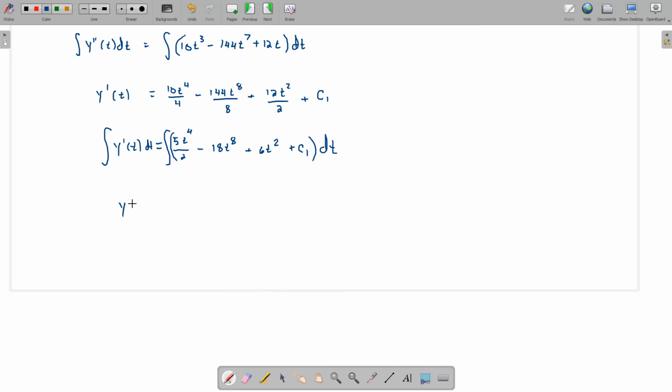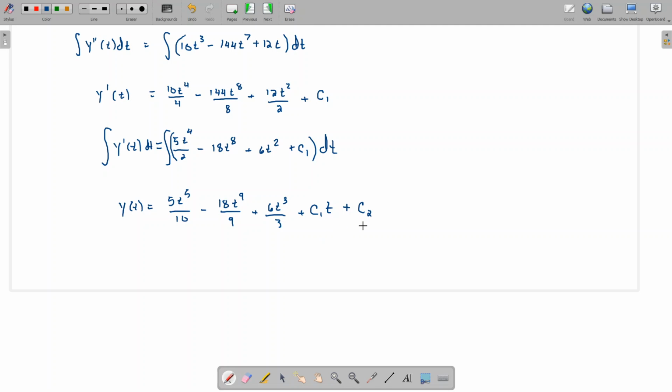So then we will just get y on the left, and we have to do our antiderivative again here. So this is going to come out to 5t to the 5th all over 10 minus 18t to the 9th over 9 plus 6t cubed over 3 plus c1 times t. That's a constant. When you take the antiderivative, it'll be c1 times t, and then we get our new constant.